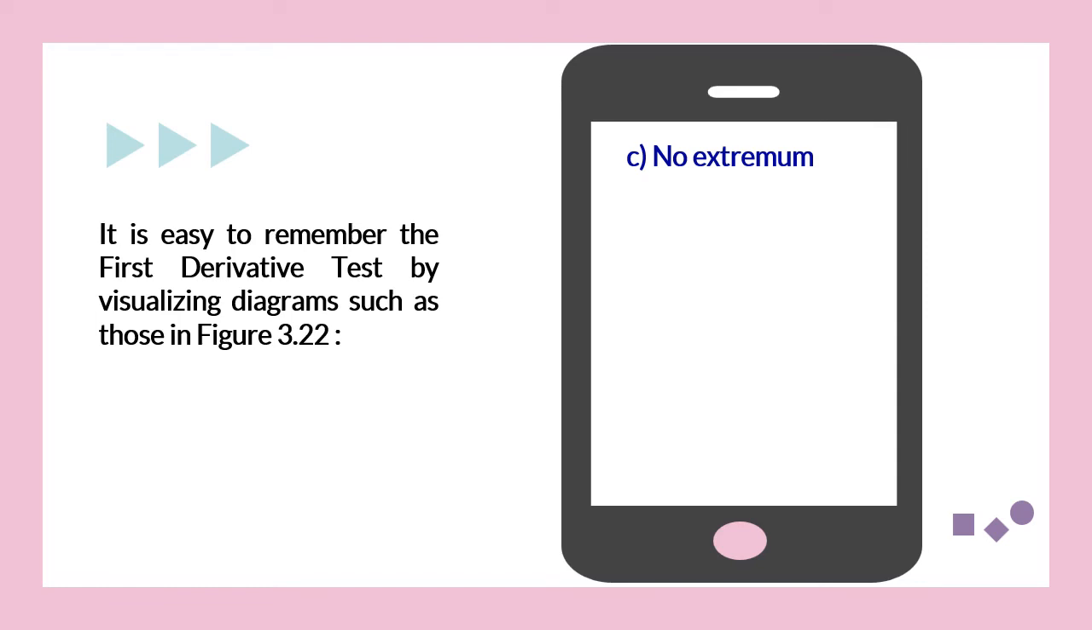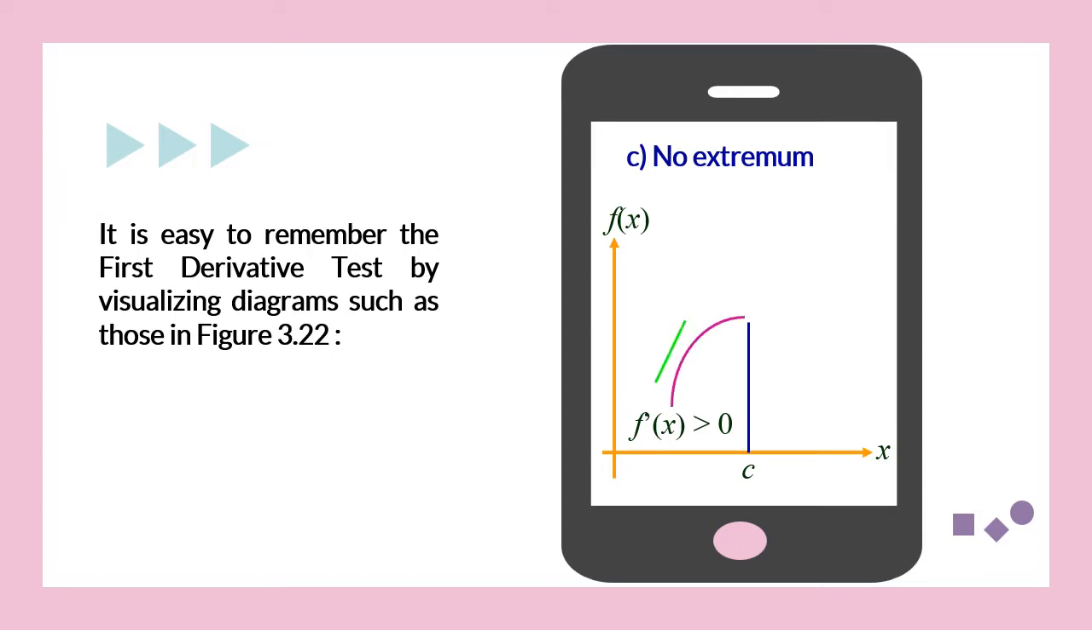Okay, for the no-extremum situation, if we have the C, it means that before C, f prime x can be more than 0, and after C, it will be the same gradient, which is f prime x more than 0. So the graph will be maybe like this. So both are going up. So we don't have a local extremum here.